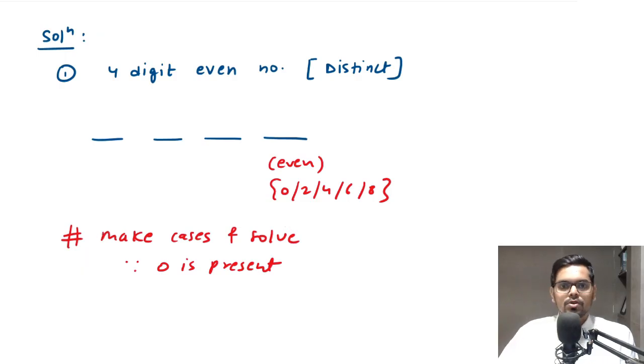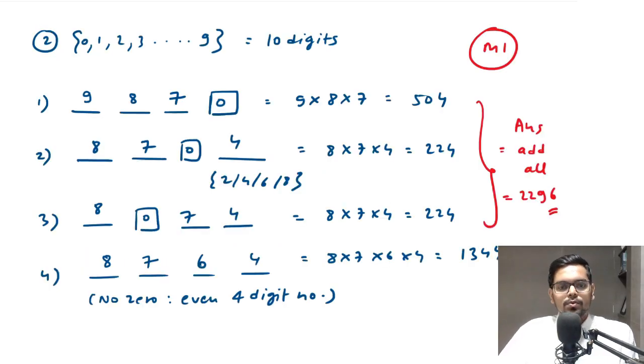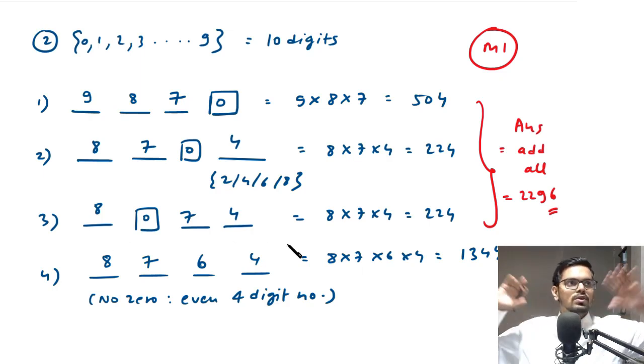Please make a note, 0 is present, so be aware what would be the cases. 0 at the last, 0 at the second last, 0 at the third last. 0 cannot come at the fourth last because then it will become a 3-digit number, but we need a 4-digit number, right? So a lot of students just leave at the 3 cases only, which means we have only 3 cases.